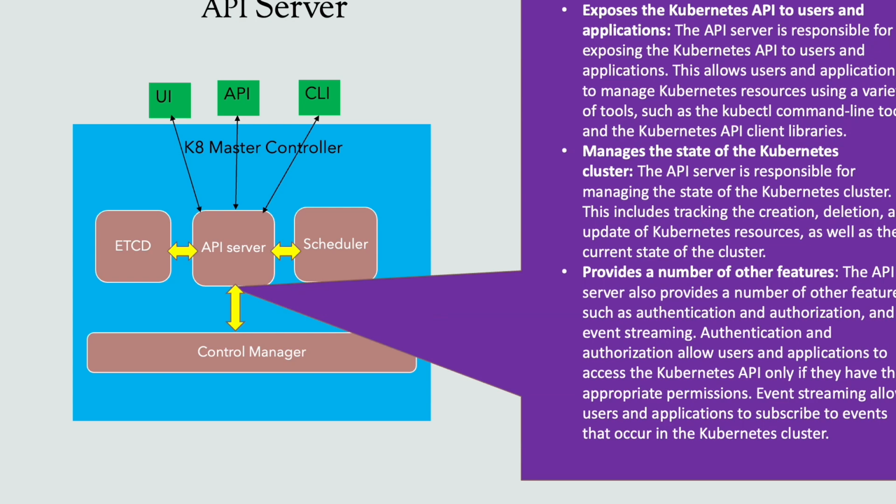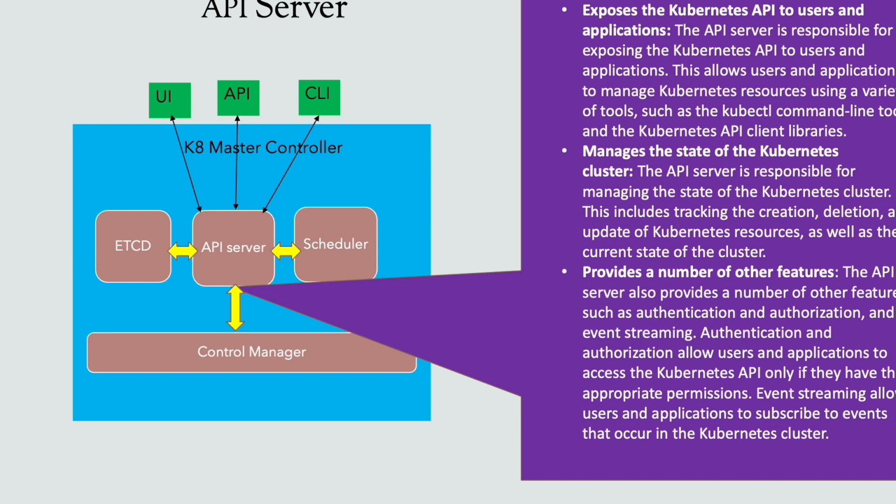Let's look at the API server component of the master controller. The API server is one of the key components, which is the orchestration component of the master controller. It handles multiple responsibilities. The API server exposes all the APIs to the users and applications, including the user interface of the kubectl command line, as well as the API client libraries.